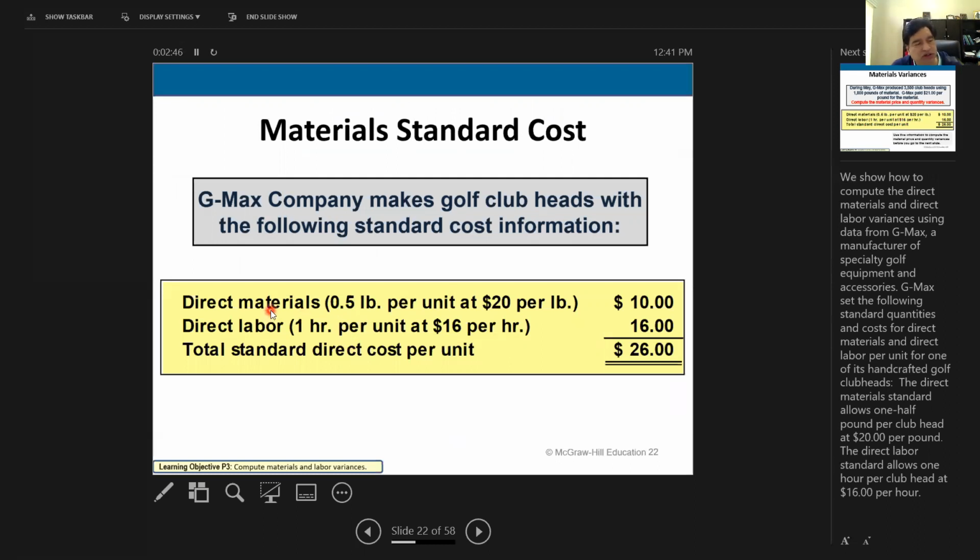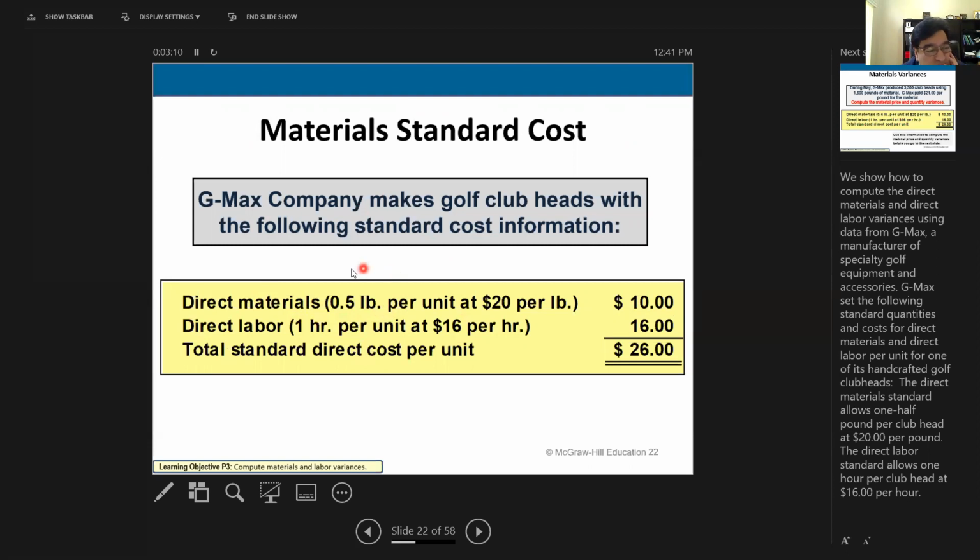You've got direct materials, half a pound per unit. So our standard is half a pound per unit for direct material, and at $20 per pound, it should cost us about $10 in direct material. That's your standard. In terms of labor, it takes 1 hour per unit. That's the standard, so the standard allowed is 1 hour.